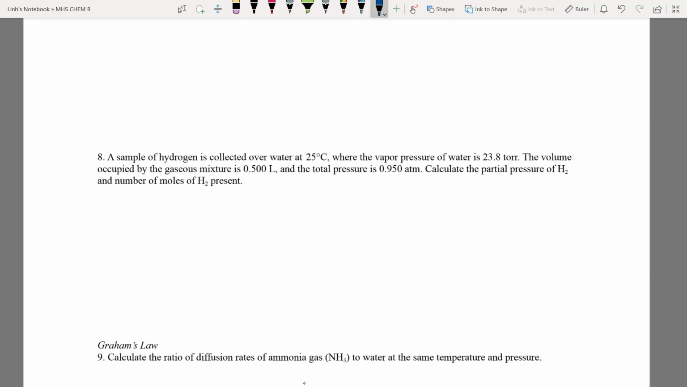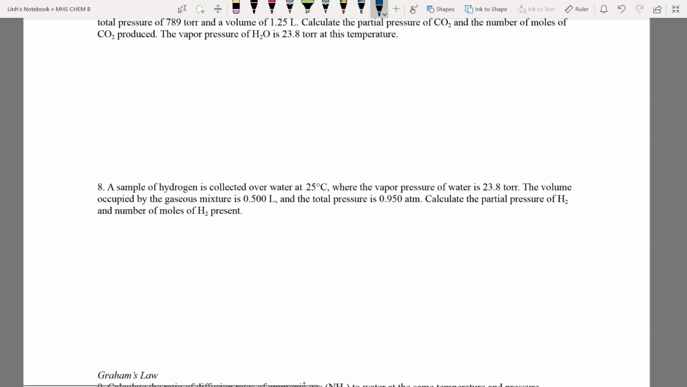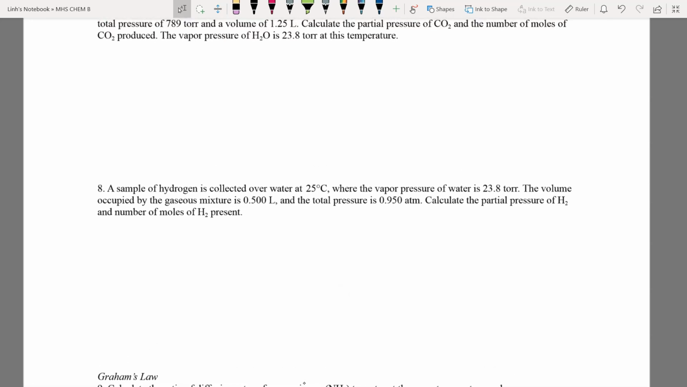So let's go ahead and go over number 8 for collecting gases by water displacement. So here I have a sample of hydrogen that's collected over water at 25 degrees Celsius. I'm going to start underlining things I see. So that's temperature, where the vapor pressure of water is this much. So I'm going to label that vapor pressure of water. The volume occupied by the gaseous mixture is this much, and the total pressure is this much. So I'm going to say that's the P total. Calculate the partial pressure of H2 and the number of moles of H2 present.